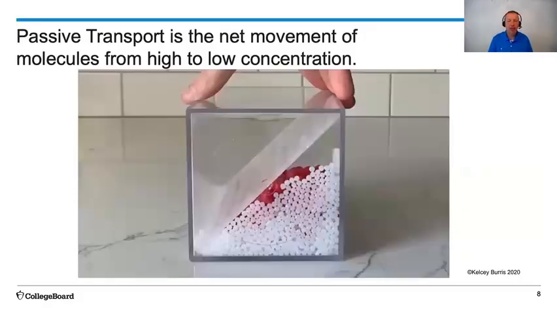In this example, we have a plastic box with a piece of plastic in the middle with small little pores in it. And on one side of that simulated membrane are small white molecules and then larger red molecules. So let's take a look, see how passive transport works.